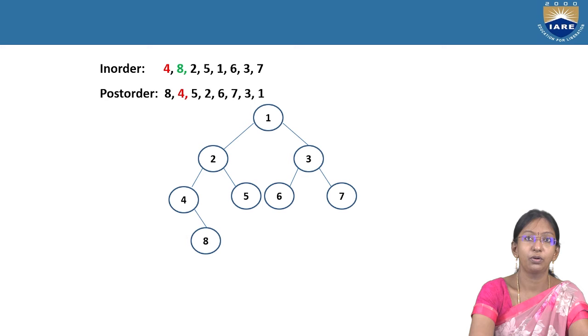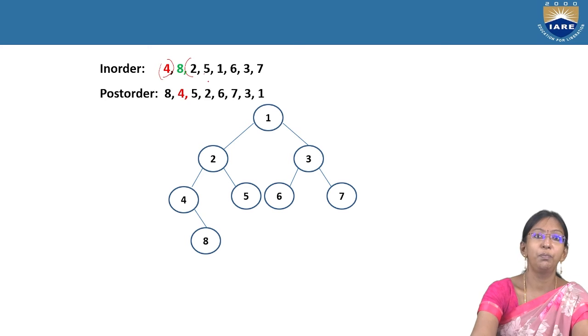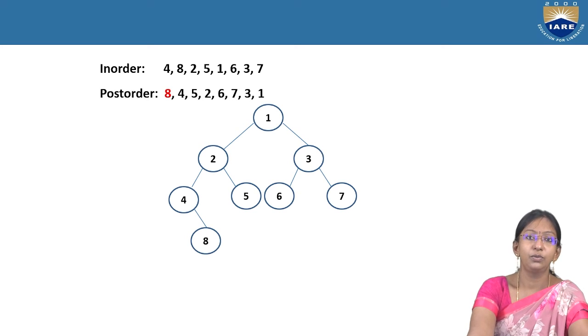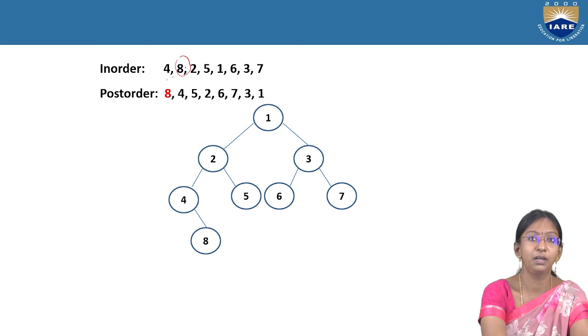Next element is 4. I can clearly see that in order, I do not have any left element for 4. Right element is 8. I cannot consider 2 because 2 is the parent of 4. Right? Next element in post order is 8. Good. 8 do not have any children. Why? Because its left is 4, which is his parent. Right is 2, his grandparent. I cannot touch them. Okay, and next element in post order, there is no other element.